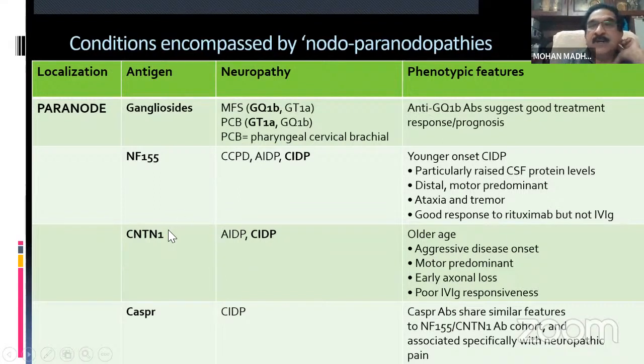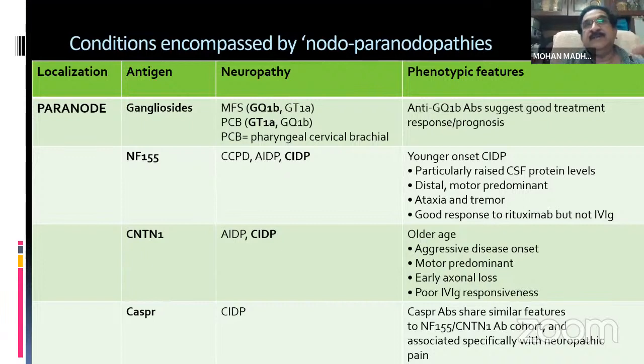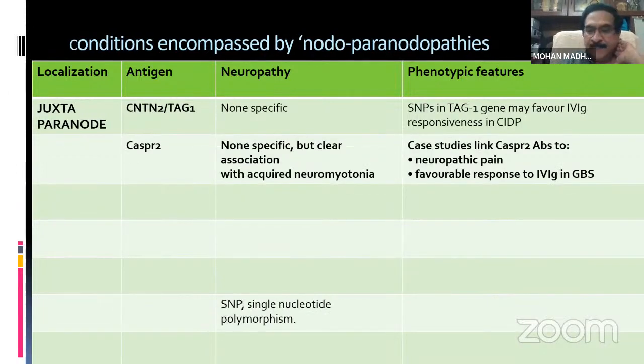Similarly, in contactin-1 related AIDP and CIDP, IVIG will be poorly responsive. That is why many of the CIDP patients which you see, sometimes they respond very well to IVIG, sometimes do not. This will come in a big way in subsequent years to find out the antibody, and the response will depend upon the type of antibody causing your AIDP or CIDP. So that's about the electrophysiology of the entire disorder. Any doubts?